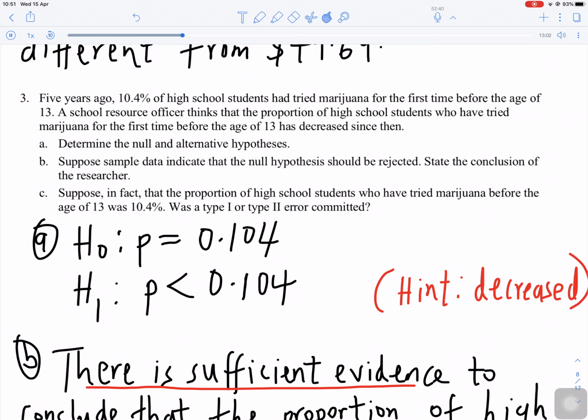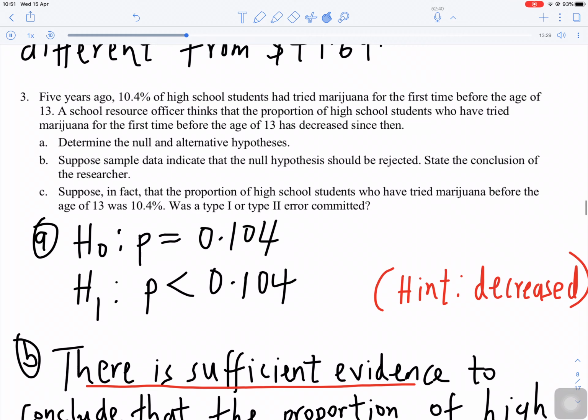Now, how were we able to determine that? By looking at what the school resource officer was trying to check. The person was trying to check if the proportion has decreased since then. So it means less than. So in the alternative hypothesis, you assume that the proportion has decreased, or the proportion is less than 0.104.